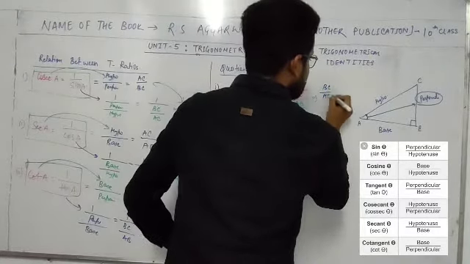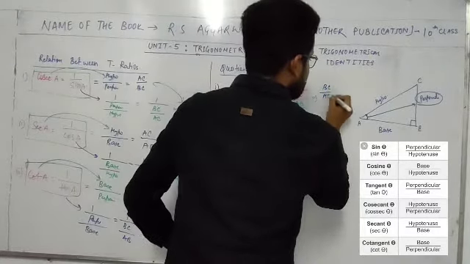Now, cot A. Cot A is cos A upon sin A, and cos A is base upon hypotenuse. Base is AB and hypotenuse is AC, upon sin A. Sin A is perpendicular BC upon hypotenuse AC. If we arrange this, AB upon AC into AC comes in the numerator and BC is in the denominator. So AC and AC cancel out. So cot A is AB upon BC. Here AB is base and BC is perpendicular.